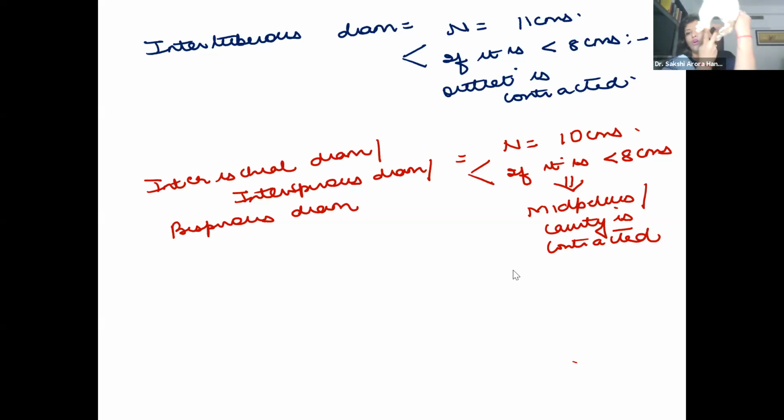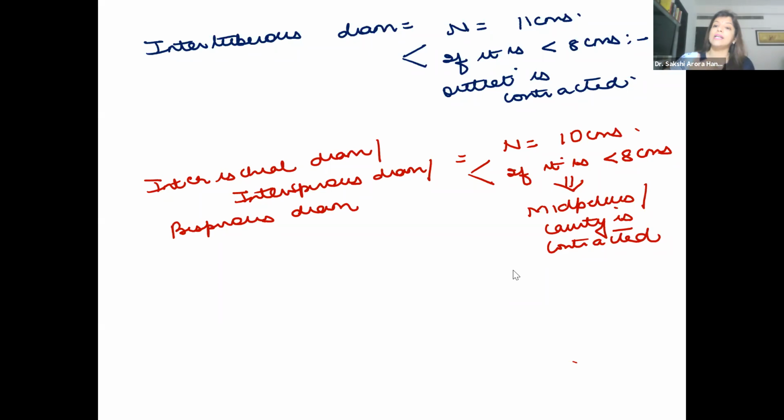I am finding a lot of difficulty to touch both of them simultaneously, right? I am not able to touch. You can see my finger is not touching. Now, if you can touch both the ischial spines simultaneously with two fingers of the same hand, that means the interischial diameter is small. That means the mid pelvis or the cavity is contracted, right?